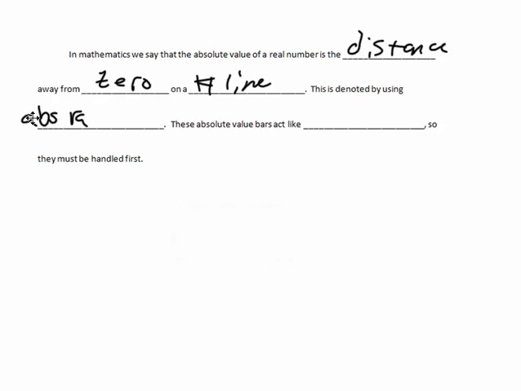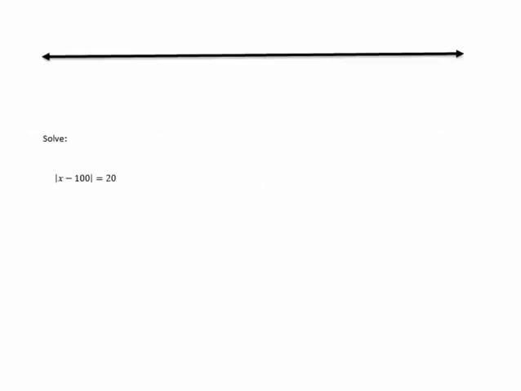So absolute value bars act like parentheses, so they must be handled first. Alright, so here I've provided a number line, and really this is as blank as it gets. So I'm going to start off by putting 0 here. And we're going to use the number line to help us solve that problem. Now, we're talking about the distance away from 0.